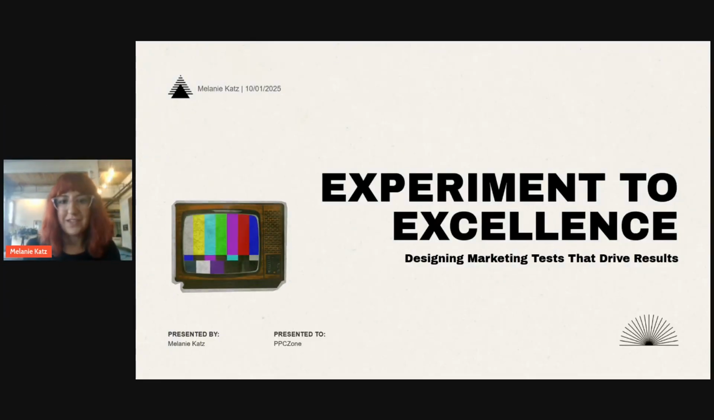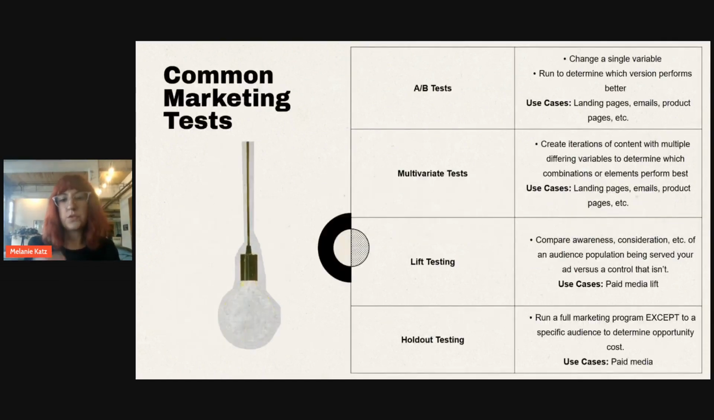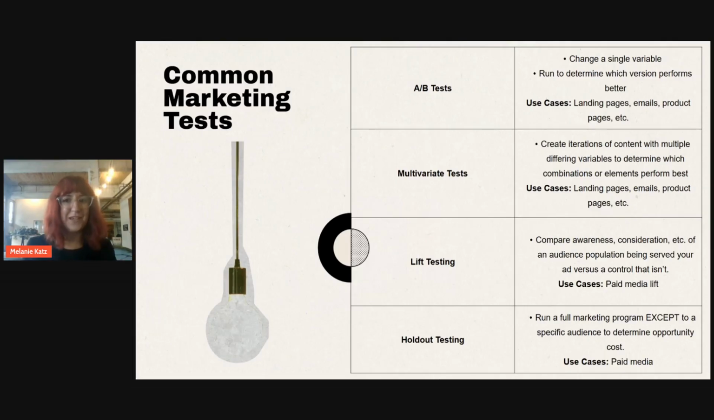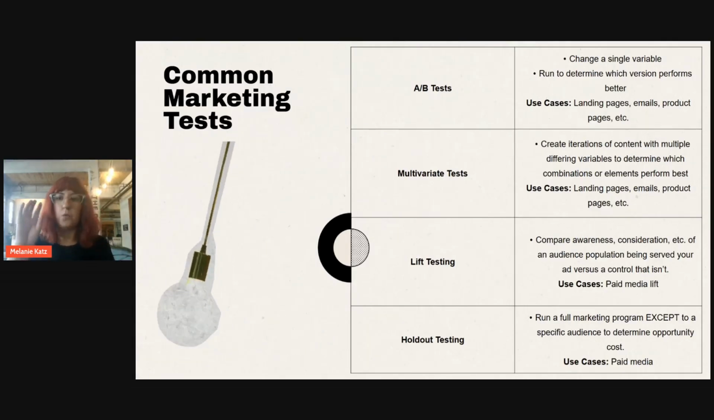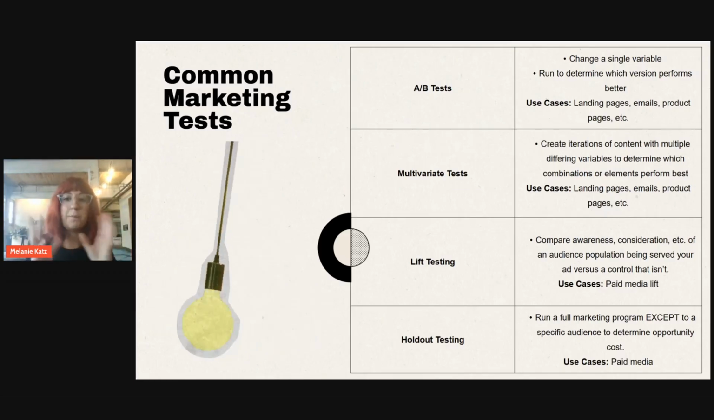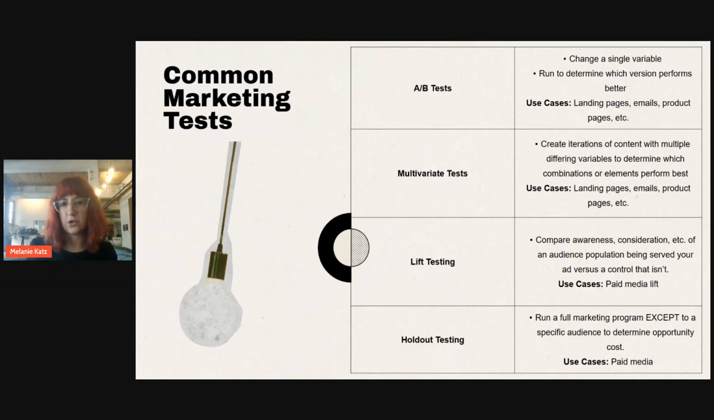As she mentioned, this is Experiment to Excellence, designing marketing tests that drive results. We're going to go through a few different testing formats that you may be familiar with and some may be new to you. To get started, we have our very common A/B test. You've probably seen or run these before, where it's a single variable. Maybe you're running one version on your landing page and you have a second landing page version. You're comparing that performance. It's commonly used for landing pages, emails, product pages, etc.